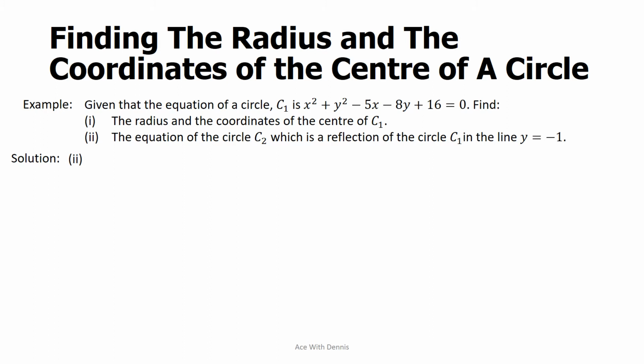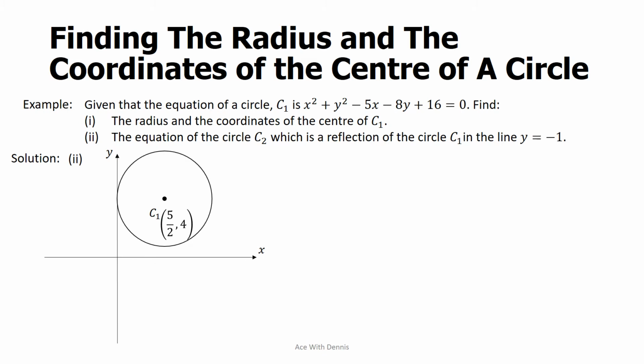Solution for number 2, we need to find the equation of the circle C2, which is a reflection of the circle C1 in the line y equals -1. So now let's illustrate this condition on this diagram. This is the circle C1 with the center (5/2, 4), and the radius is 5/2. This is the line of reflection, which is y equals -1. And now we want to determine the image of this circle.